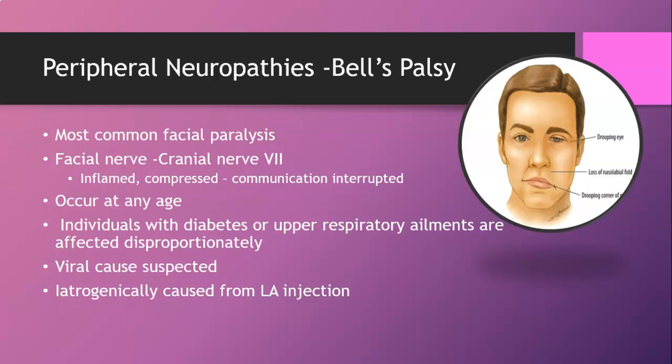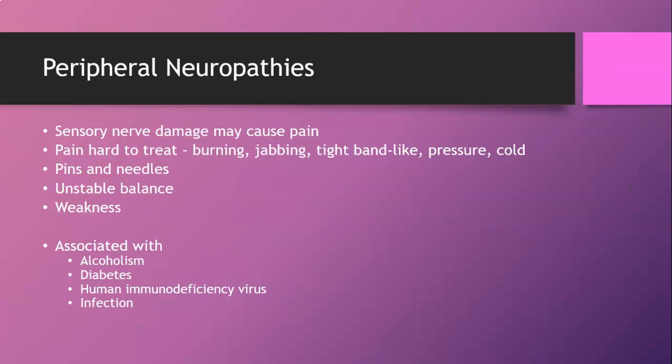Oh, I'm sorry, that's for Bell's palsy. Okay. So then in general, peripheral neuropathies do include diabetes, but also alcoholism, HIV, and infection.